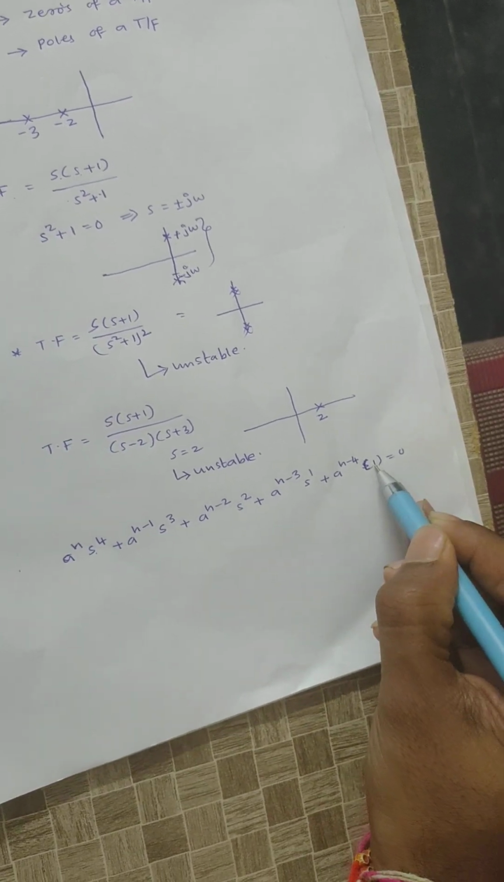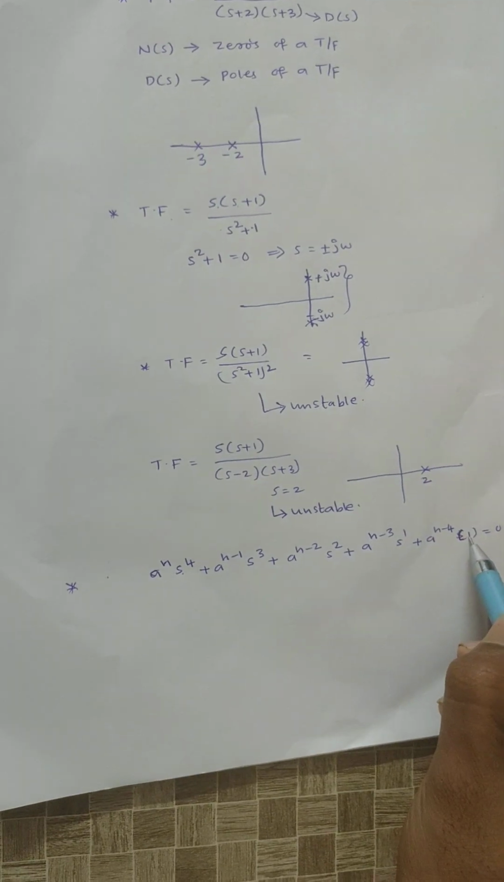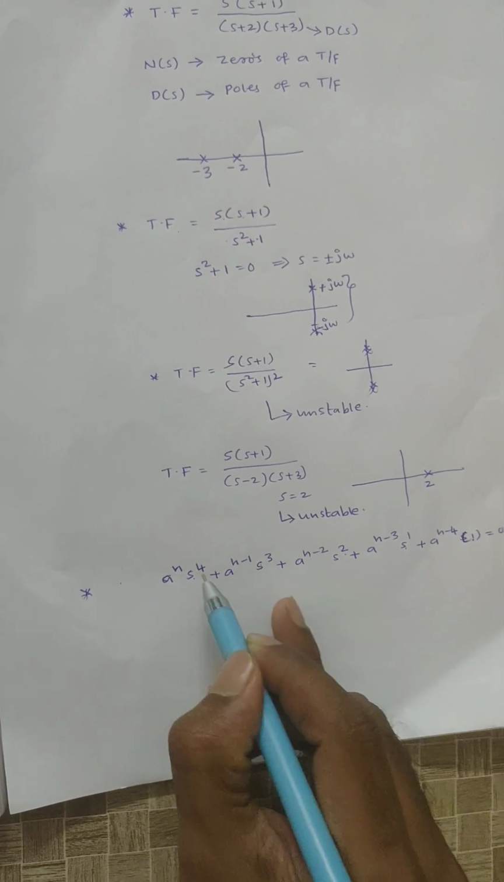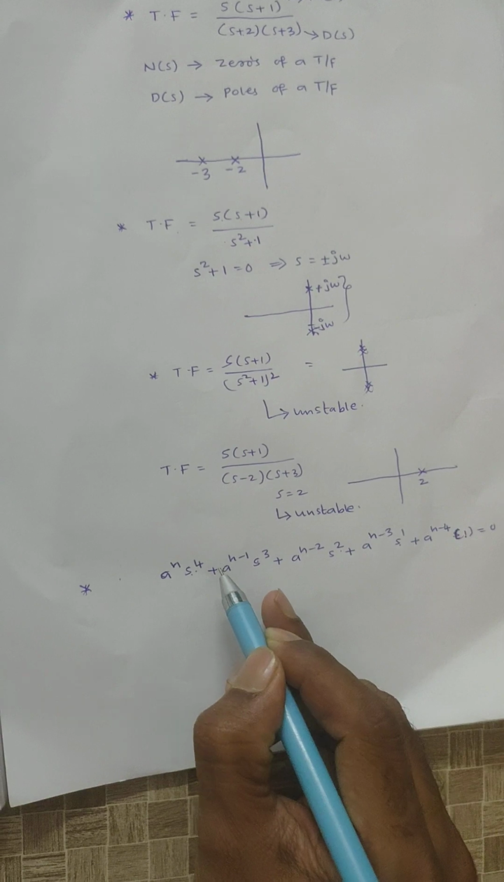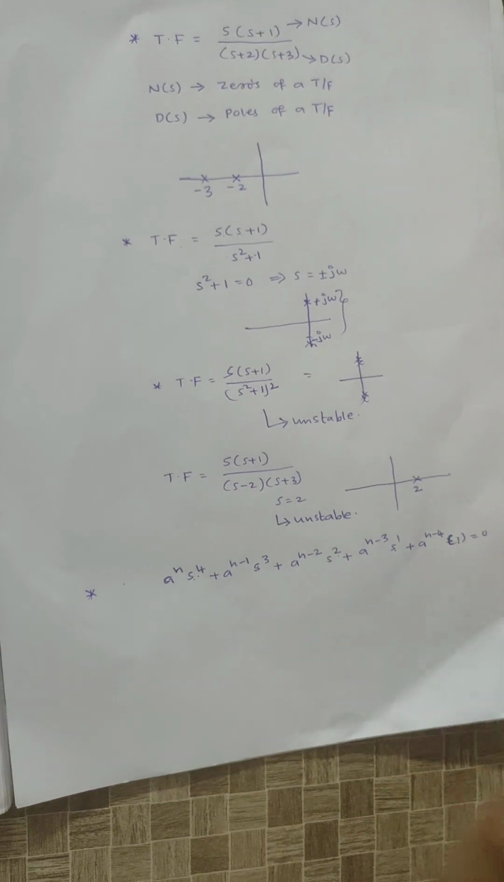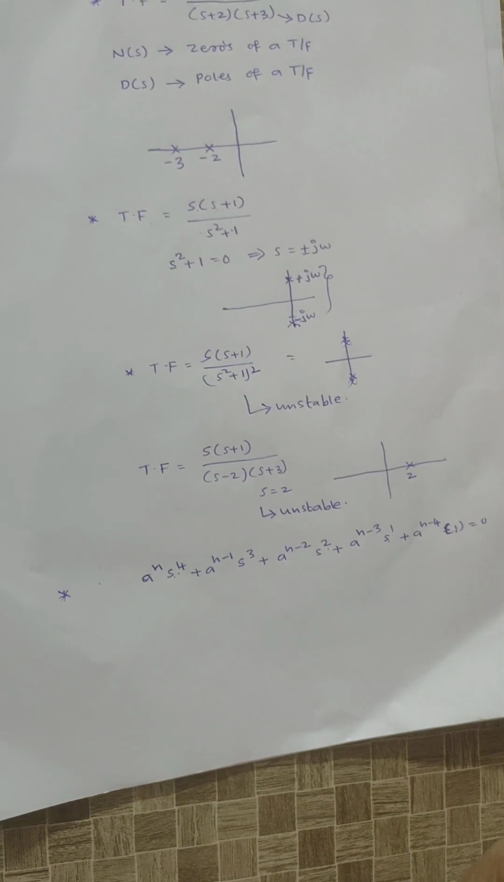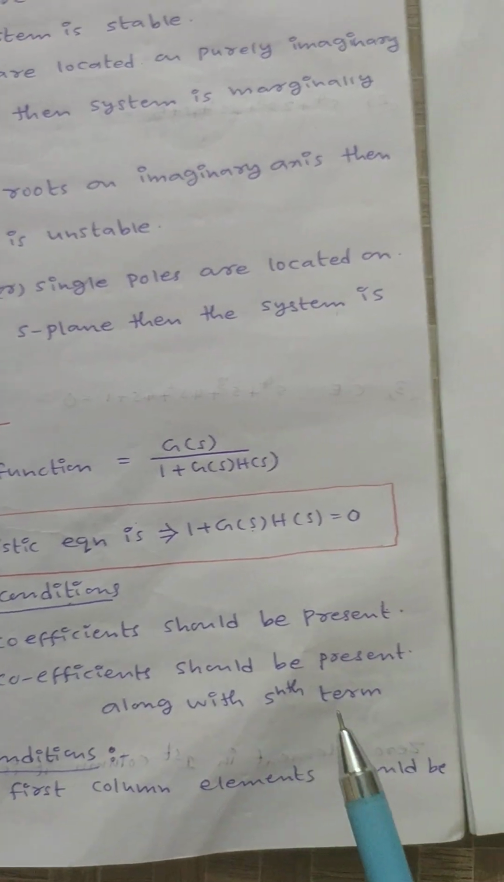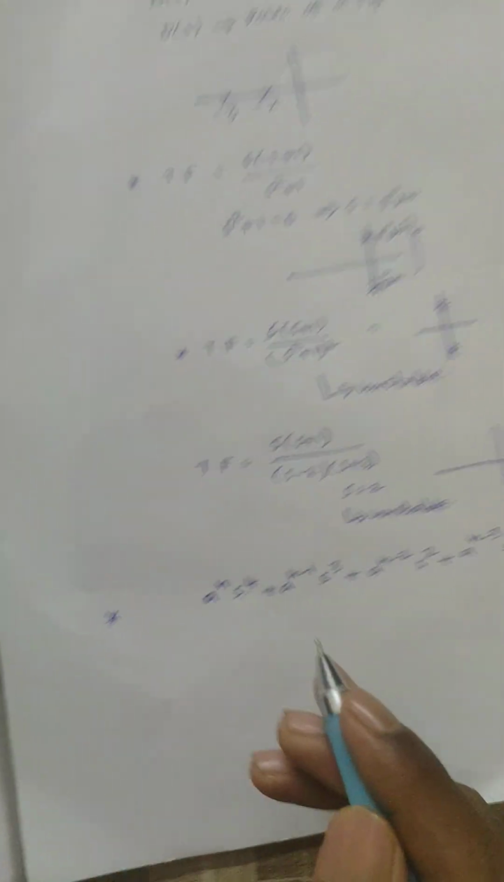That means the s power 0 term should be present in the characteristic equation. S power 1, s power 2, s power 3, s power 4. That is the necessary condition. If any term is missing, that is an unstable system. Okay. Next, the second point is all the coefficients should be present along with the s power nth term, right?